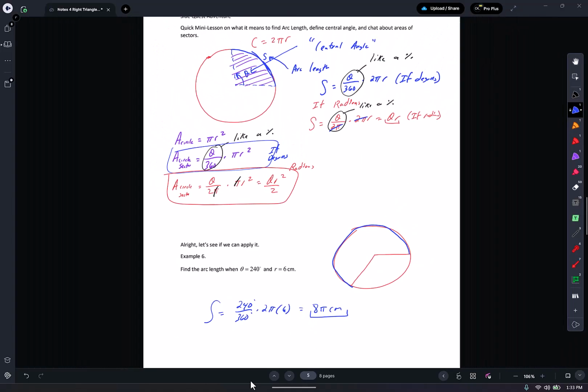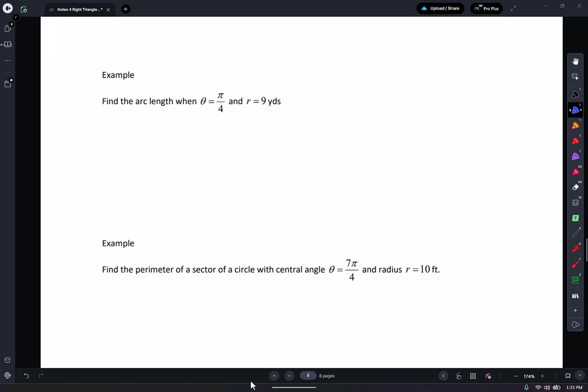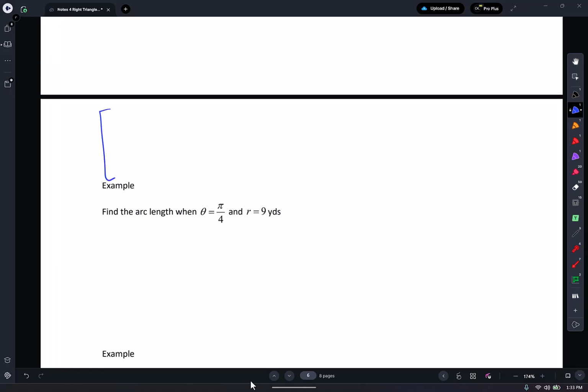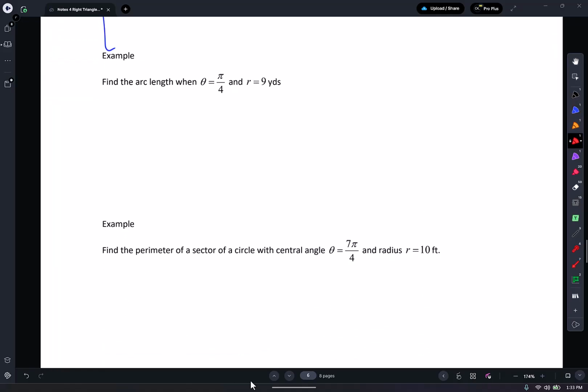Are we okay so far, guys? Is it making sense? Okay, let's go to the next one. And I don't know why I made the margin so big, so my apologies, guys. Next time I'll fix it.